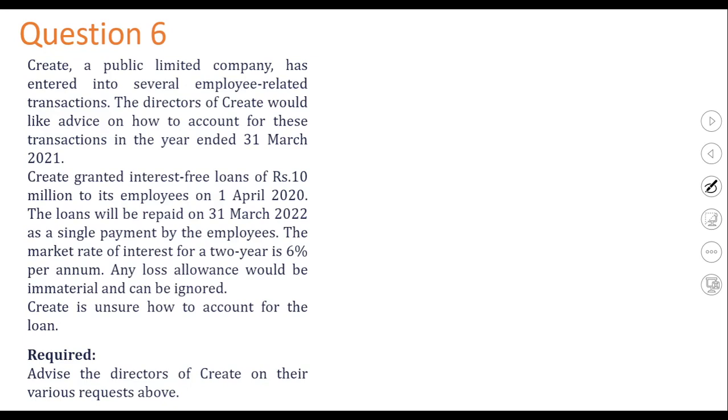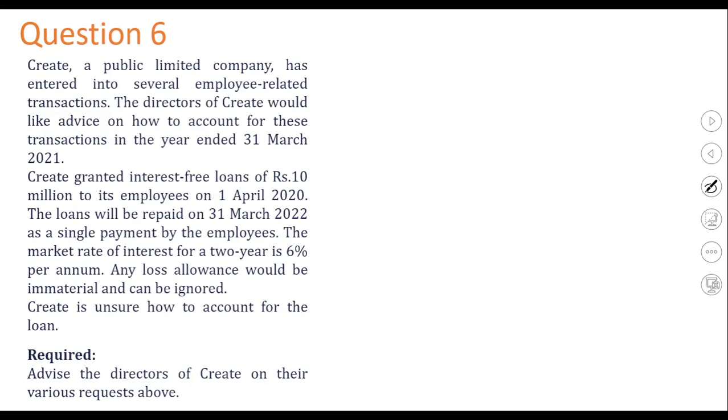Create, a public limited company, has entered into several employee-related transactions. The directors of Create would like advice on how to account for these transactions in the year ended 31st March 2021. Create gave an interest-free loan of 10 million to its employee.